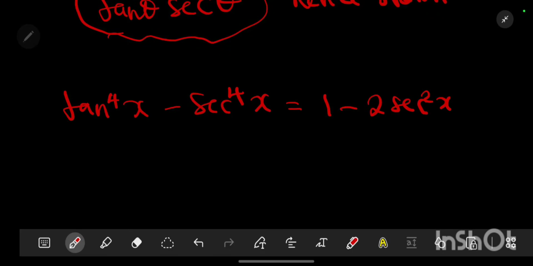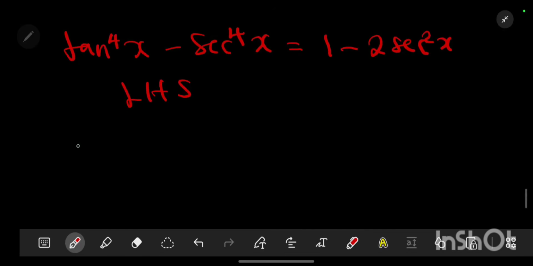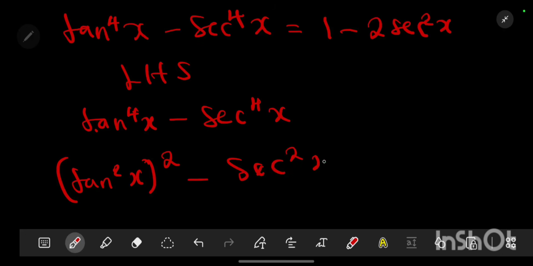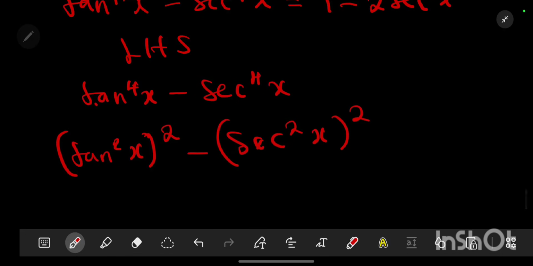Let's try to prove this one. Power 4, immediately this one is more complex, so we are going to use the left hand side. So this is going to be tan to the power 4 x minus sec x to the power 4. This is already a difference of two squares, so it can be expressed as tan squared x, then squared, so that this square and this square will produce power 4. So we have minus the sec squared of x, then squared like that.